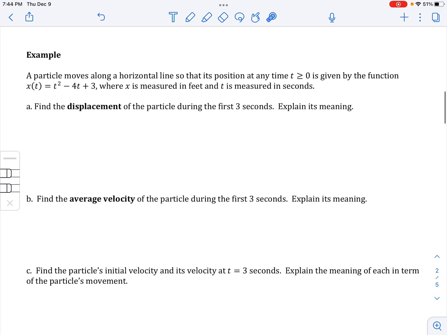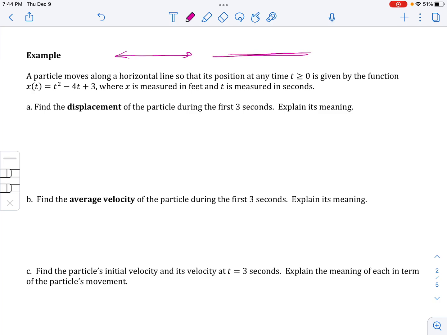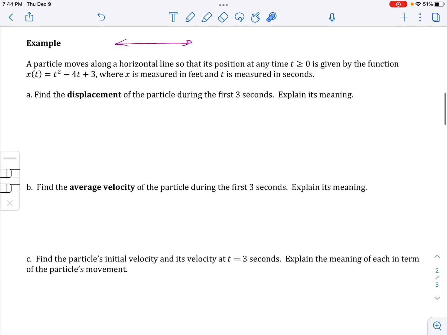So find the displacement. We've got a particle moving along a horizontal line, traveling back and forth this way. This is telling us that its position is measured by this equation, where x is measured in feet and t is measured in seconds.